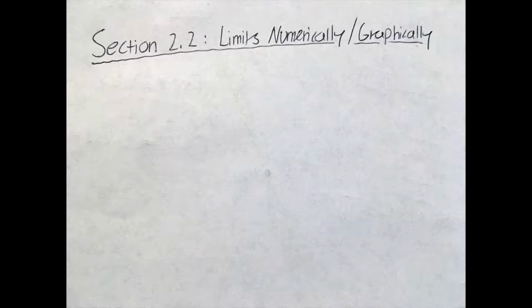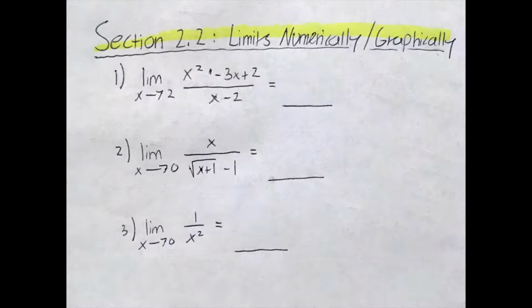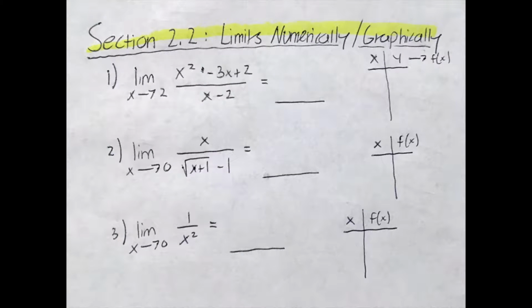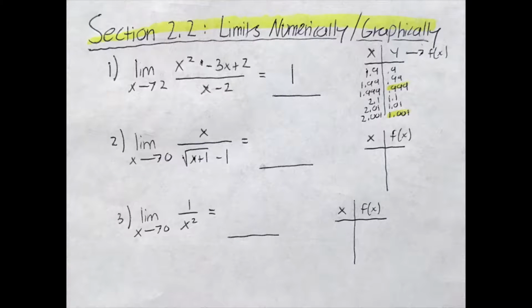So now we're going to begin with section 2.2, which is talking more about limits and how you find them numerically and graphically. So here's 3 quick problems. I want you to see if you can find these out numerically using a table like I just showed you. So for the first problem, in our calculators we want to plug in 1.9, 1.99, 1.999, etc. and the opposite, 2.001, 2.01, values close to 2. When we do that, we can see from both sides that we're getting close to 1.